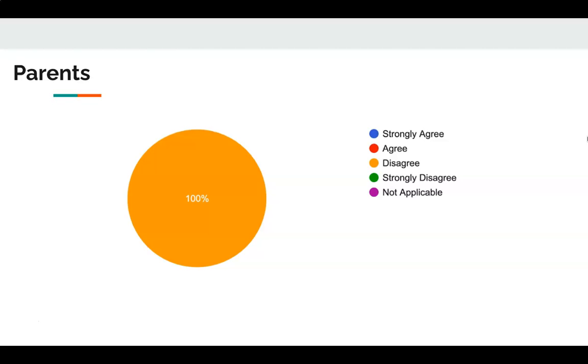Now, whenever it comes to parents, and I think this is very tied to that first question that was asked about understanding the purpose of the program, do parents understand how their children are identified for the ELL program? And overwhelmingly, again, they disagreed. And that definitely points to there being a bit of a breakdown in communication.